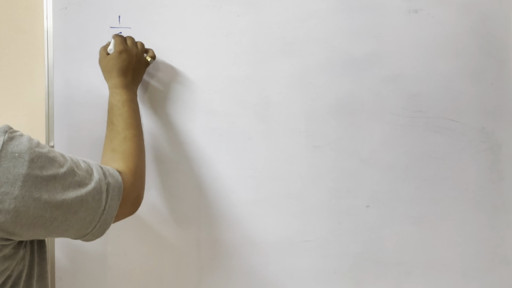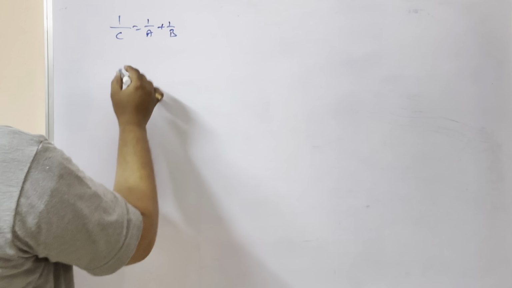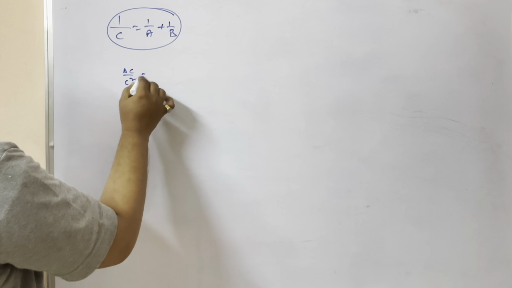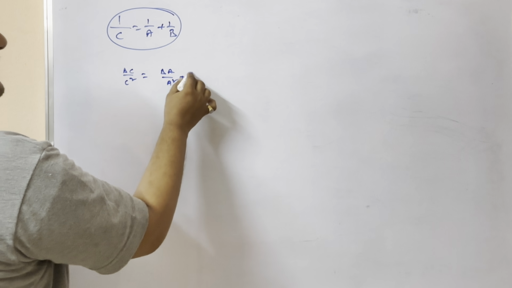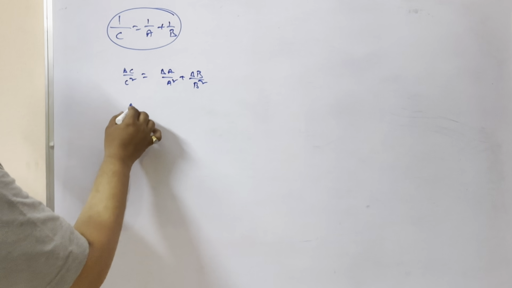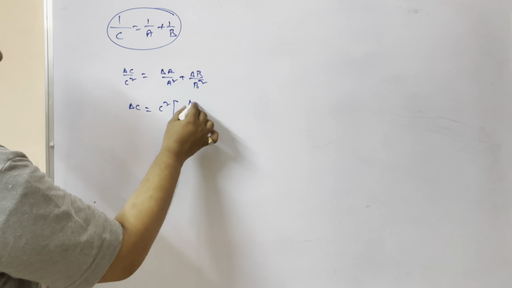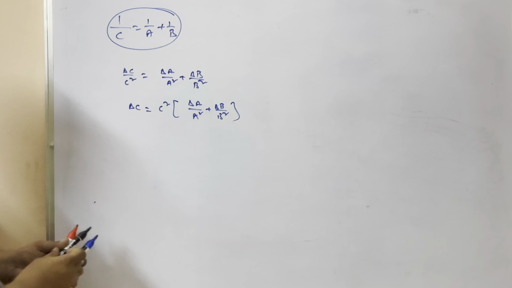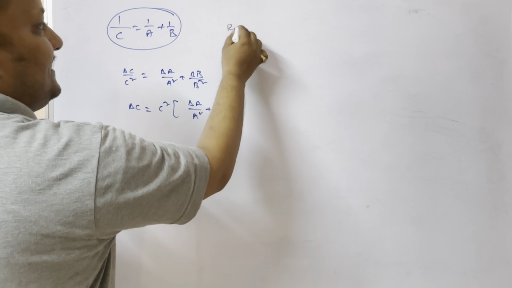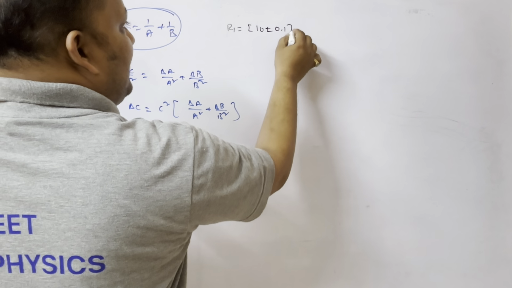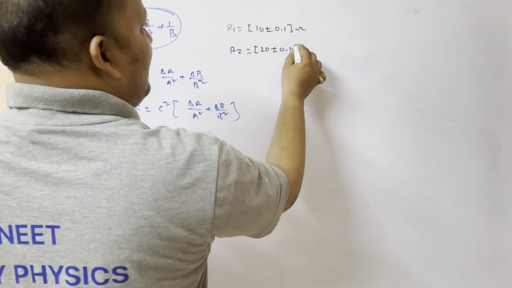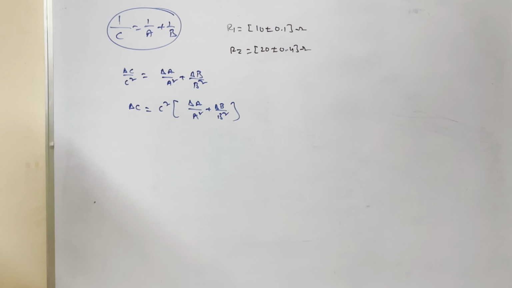Next, addition of reciprocals: 1 by C equal to 1 by A plus 1 by B. In this case, how we are going to do? Then delta C by C square is delta A by A square plus delta B by B square. Then delta C is C square into delta A by A square plus delta B by B square. This one will be helpful whenever they give two resistors. R1 is equal to 10 plus or minus 0.1 ohm. R2 is equal to 20 plus or minus 0.4 ohms. Like this, they are going to give.